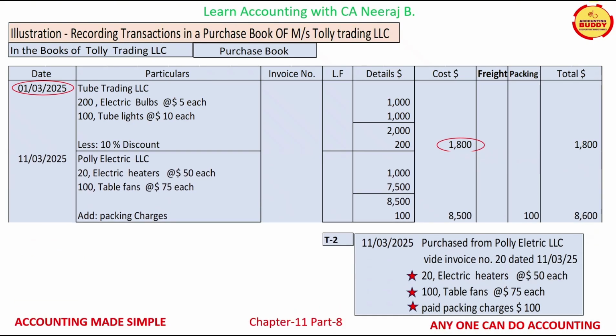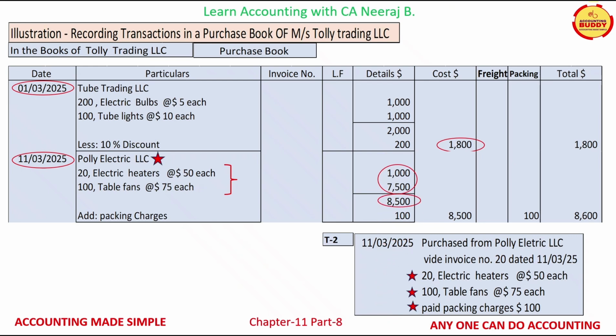This transaction will appear as displayed on your screens. In the date column, the date on which the transaction took place, that is 11th of March 25, is mentioned. In the particulars column, the name of the supplier, Poly Electrical LLC, along with the full description and details of the goods bought is mentioned. The value of each item is separately mentioned under the details column.